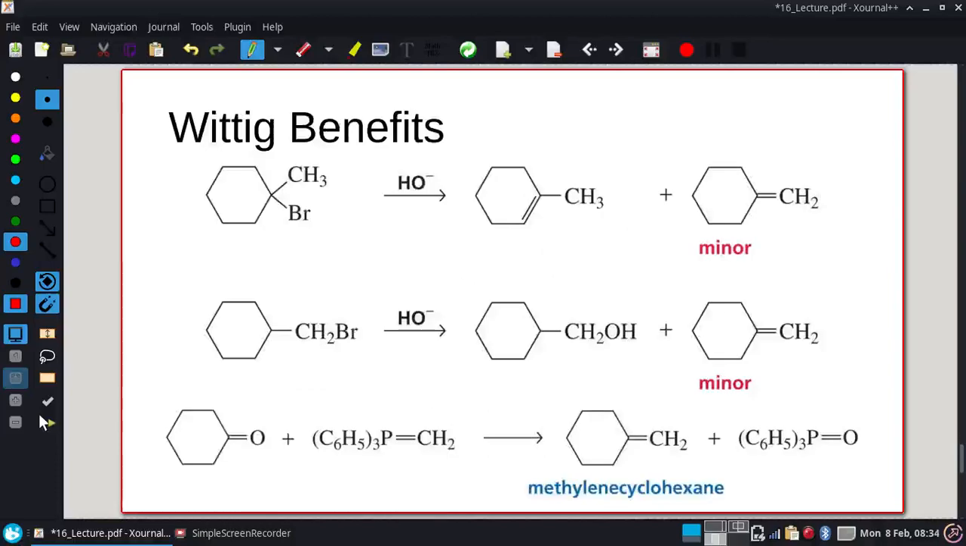All right, now this does give us some benefits. So my first 2 examples up here are reactions we've seen before. So if I were to treat this with an OH, I know it's not going to do substitution because this is tertiary, so it's going to be doing an elimination. It's either going to eliminate out here or out here. With this, definitely is a major product.